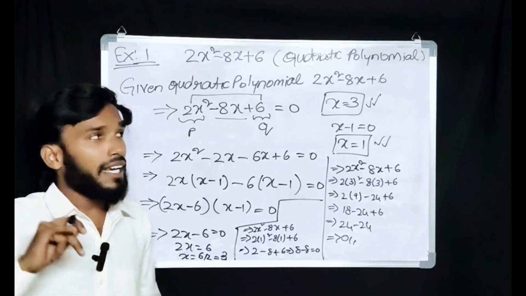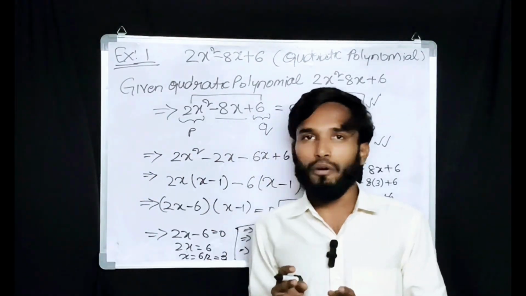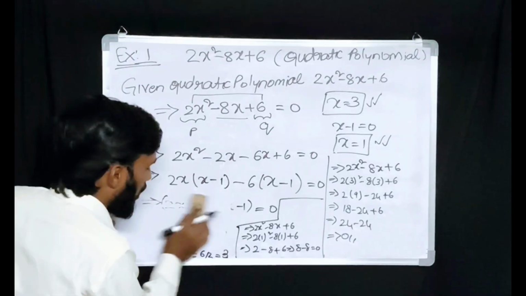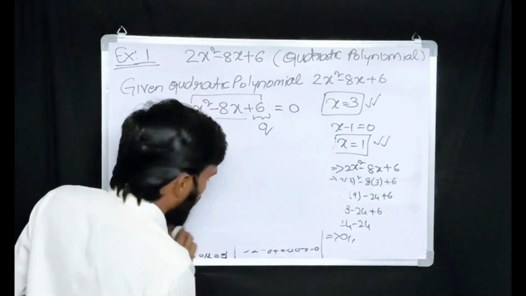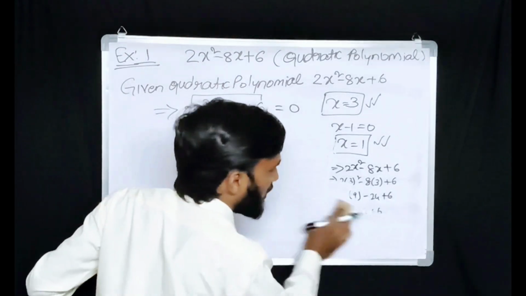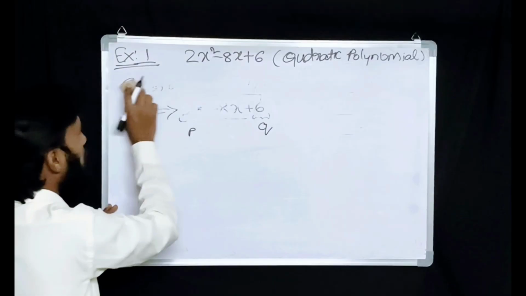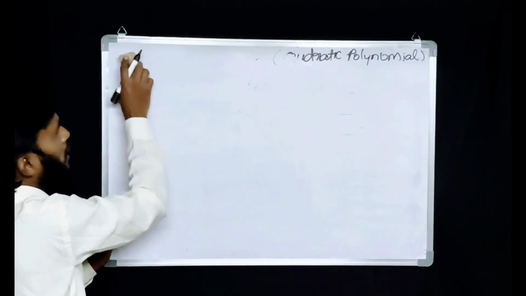Now coming to the relationship between the zeros and coefficients of a polynomial. First of all, listen carefully. Here we saw that a linear polynomial has how many zeros? Only one zero. A quadratic polynomial has how many zeros? Only two zeros. What about a cubic polynomial? Three zeros.